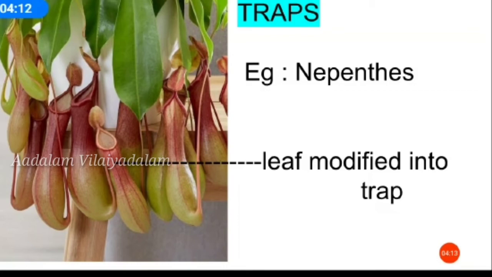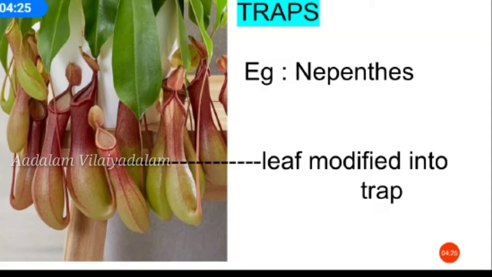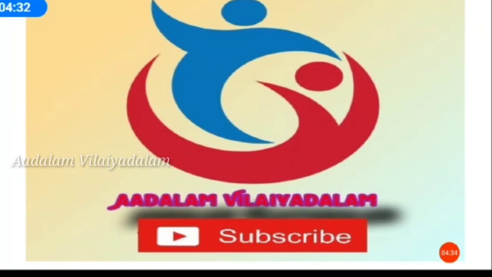So dear children, I hope you all understood about the modifications in plants. We have learned some of the modifications in plants to perform special functions other than the normal functions. The root, stem and leaf externally modify themselves according to the environment. So they change their size, shape and color. So these are called modifications. I hope you understood modifications in plants.